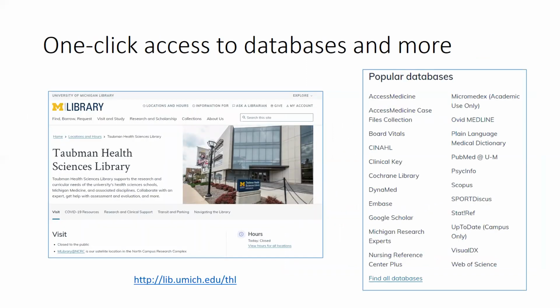From the Taubman Libraries homepage, URL on the screen here, we do provide quick links to the most popular databases and resources that we find that you would use, including Clinical Key, PubMed, and things like that. So bookmarking our library homepage and scrolling down to those quick links is generally one of the fastest ways to get to our resources if you're not accessing them from the clinical homepage.